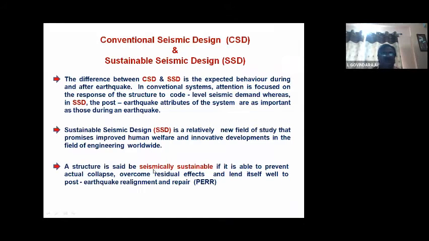A structure is said to be seismically sustainable if it is able to prevent actual collapse, overcome residual effects, and lend itself well to post-earthquake realignment and repair. This is what I say a seismically sustainable structure is. We, as more of the structural engineering fraternity, are all exposed to codal provisions and design philosophy.